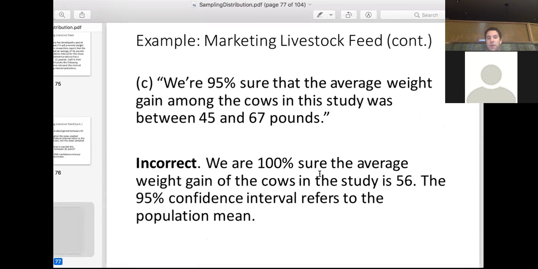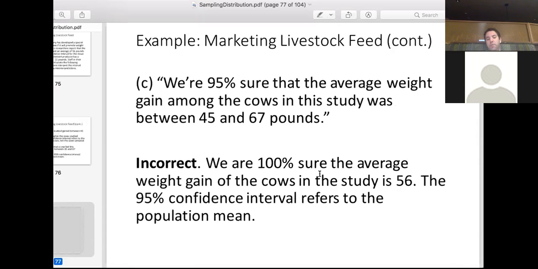Again, this statement is also not correct. We're 95% sure that the average weight gain amongst cows was between 45 and 67 pounds. That's not true. We're 100% sure that the average weight gain of the cows was 56. The 95% confidence interval refers to the population mean again.